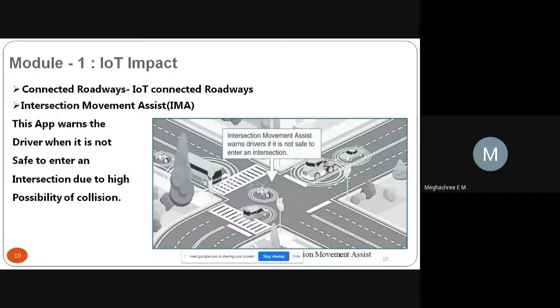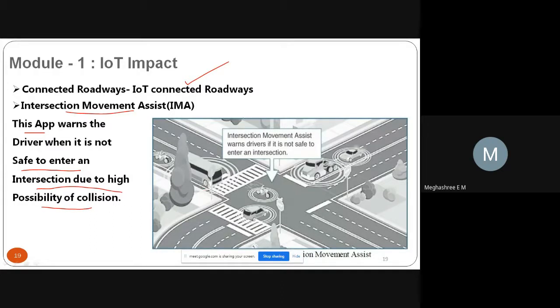And next, we'll discuss IMA, that is Intersection Movement Assistant. This is also with respect to connected roadways itself. This Intersection Movement Assistant is an app which warns the driver when it is not safe to enter an intersection due to a high possibility of collision.